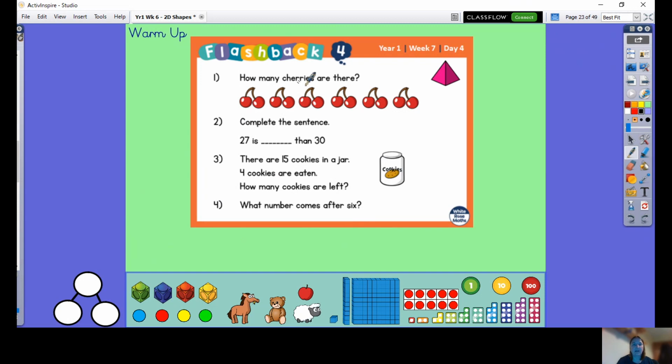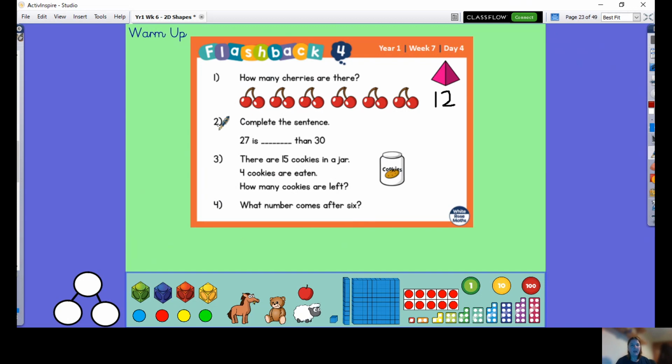So let's have a little look. Let's count in twos. So we've got 2, 4, 6, 8, 10, 12, and well done, good counting if you did that. And then we're going to see if we can complete this sentence. 27 is less than, so it's small, or you could put smaller than, so smaller or less than 30.